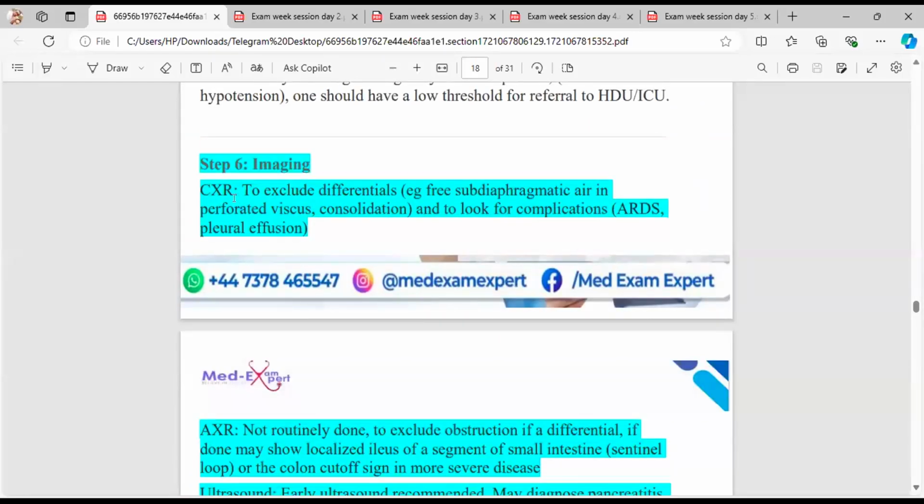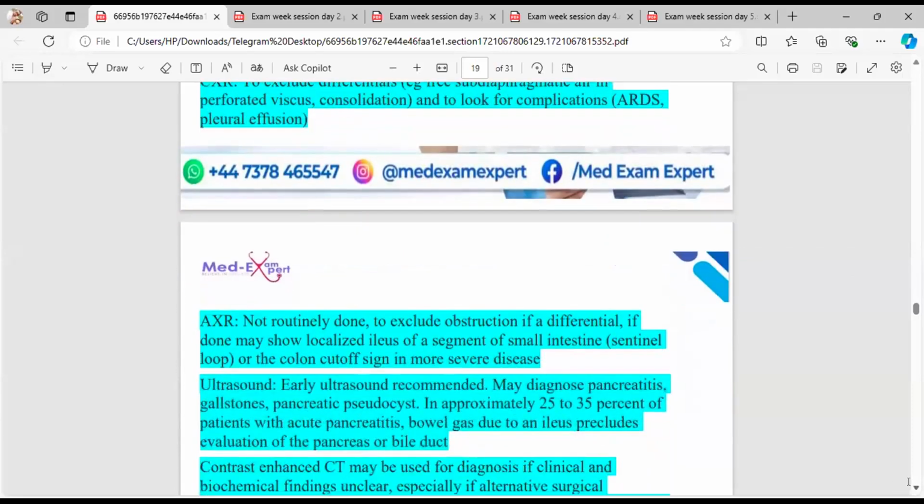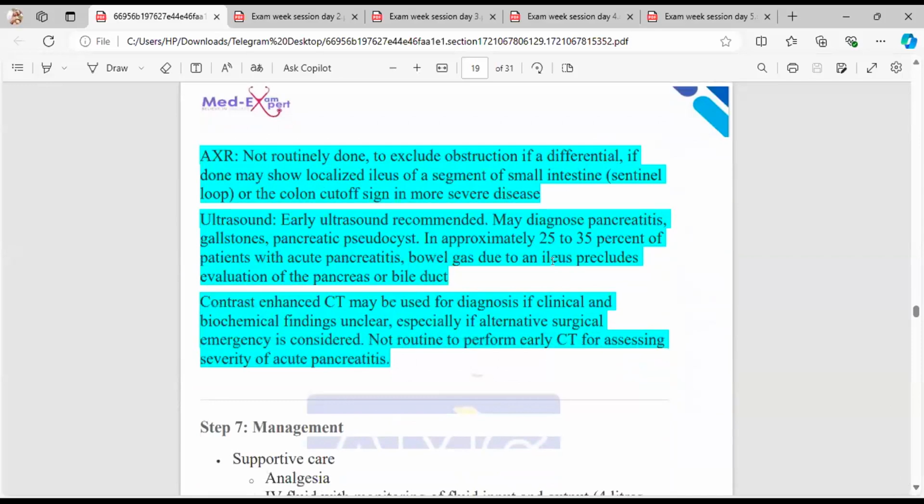This is actually to exclude differentials, for example free subdiaphragmatic air and perforated viscus, consolidation, or to look for complications of the disease, like pleural effusion. So just X-ray. Abdominal X-ray is not routinely done to exclude obstruction. If done, it may show localized loss of a segment of small intestine. Ultrasound: early ultrasound is recommended. It may diagnose pancreatitis, gallstones, pancreatic cysts in approximately 25 to 35 percent of patients with acute pancreatitis. Bowel gas due to ileus precludes evaluation of the pancreas or bile duct.